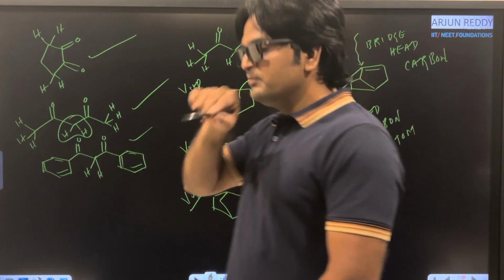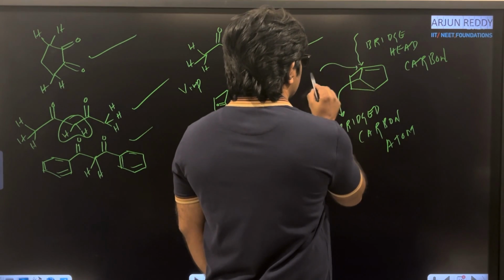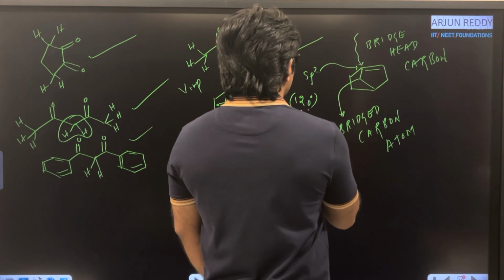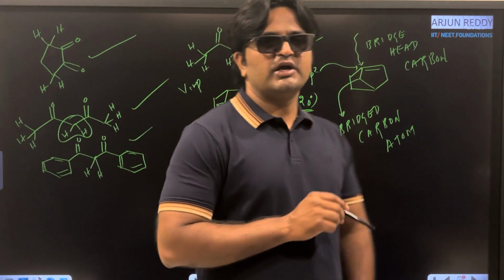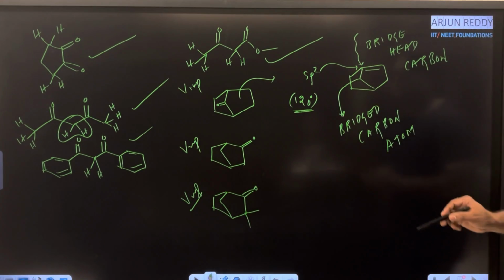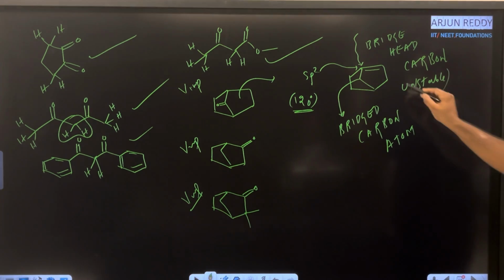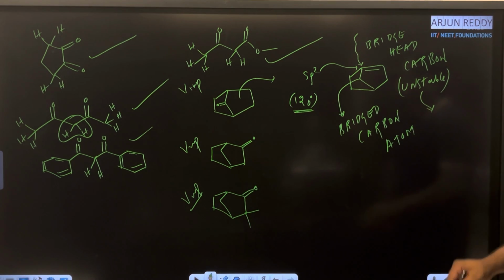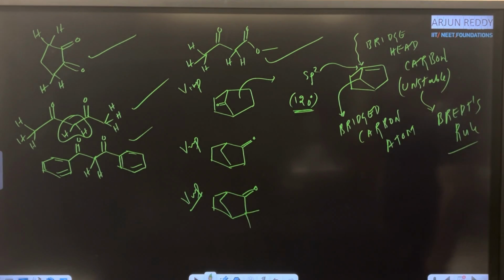Now at a bridgehead carbon atom, what is the hybridization of this carbon? sp2 hybridization. What is the required bond angle for sp2 hybridization? 120 degrees. But actually there is no 120 degrees bond angle. Because of the absence of a 120 degrees bond angle, this compound is expected to be highly unstable according to Bredt's rule. Very, very important.